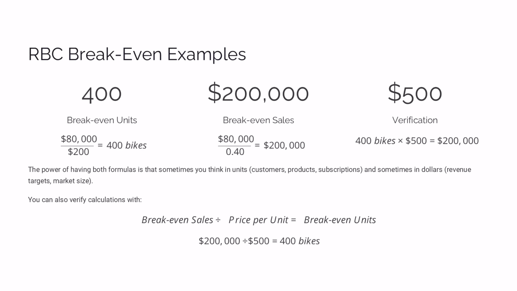The fascinating detail that most students miss is that break-even sales divided by price per unit equals break-even units. So $200,000 divided by $500 equals 400 bikes, which gives you a third way to verify your calculations and catch errors that could cost millions in the real world.